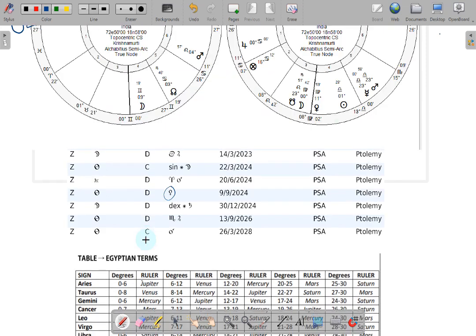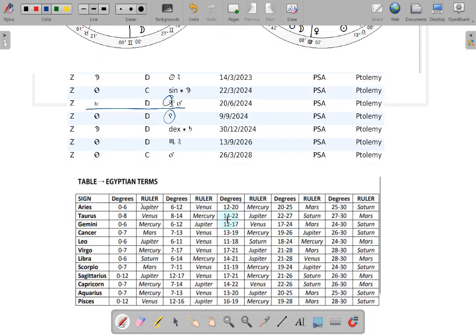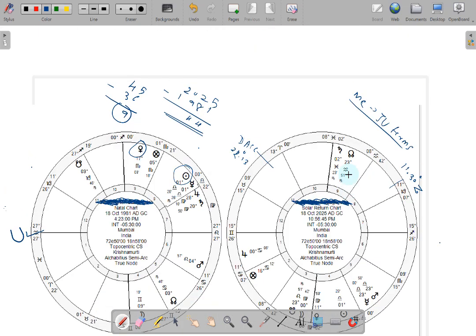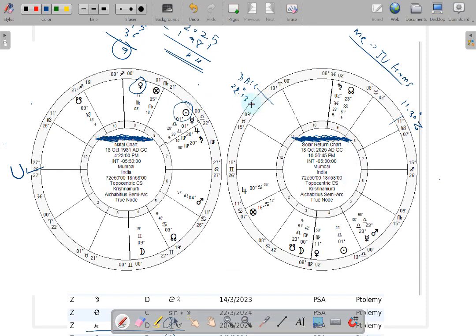Now let us look at, okay, the ascendant is in the terms of Mars in Aries. The ascendant is directed to the terms of Mars in Aries, and the terms of Mars is basically 20 to 25 degrees. So the directed ascendant is basically 20 to 25 degrees Aries, which is somewhere here. Okay, it is 20 to 25 degrees Aries, right?